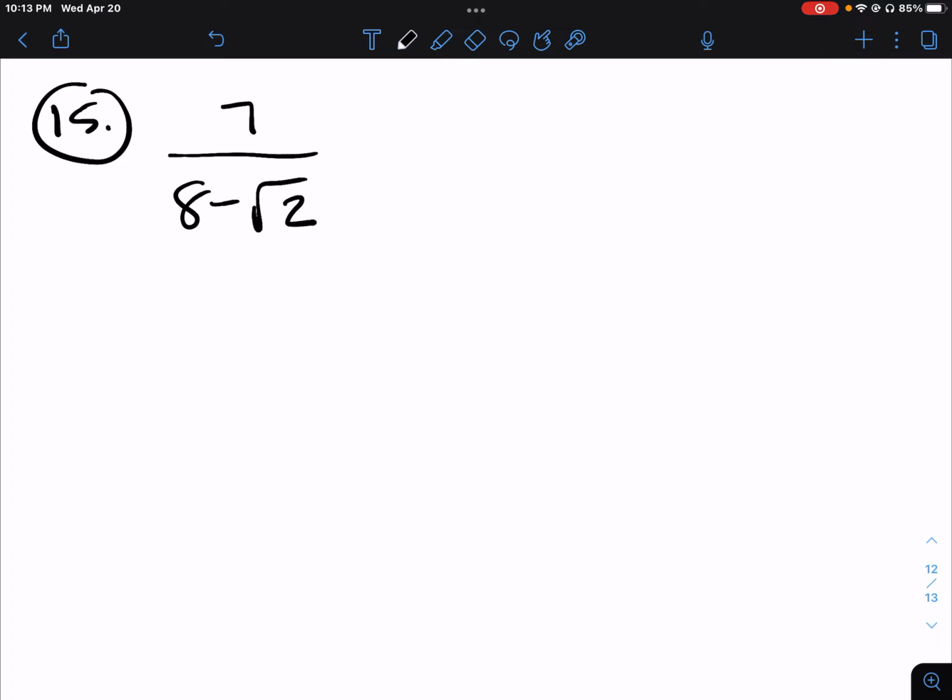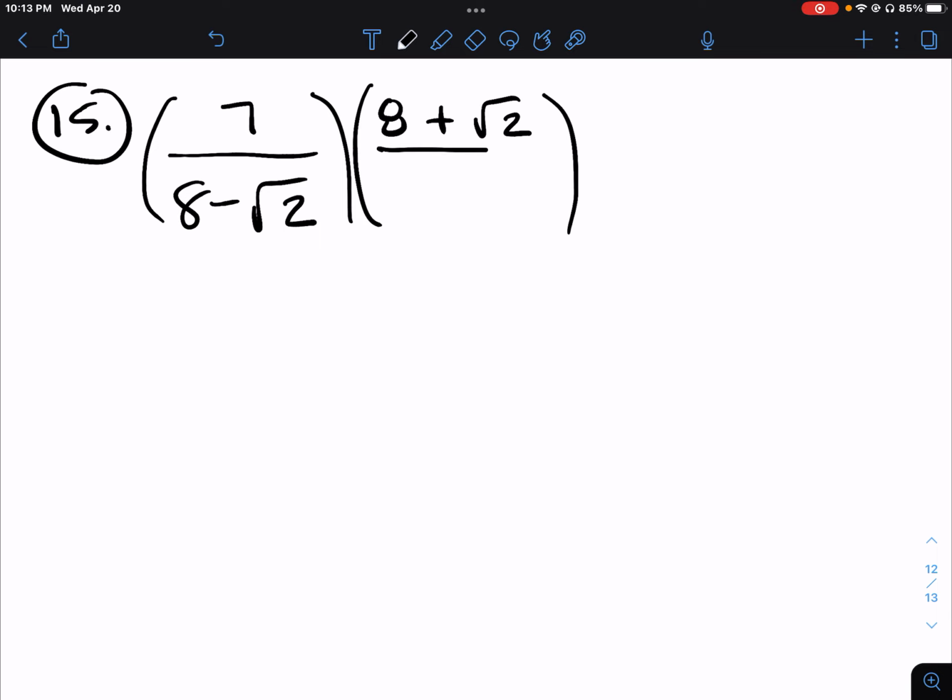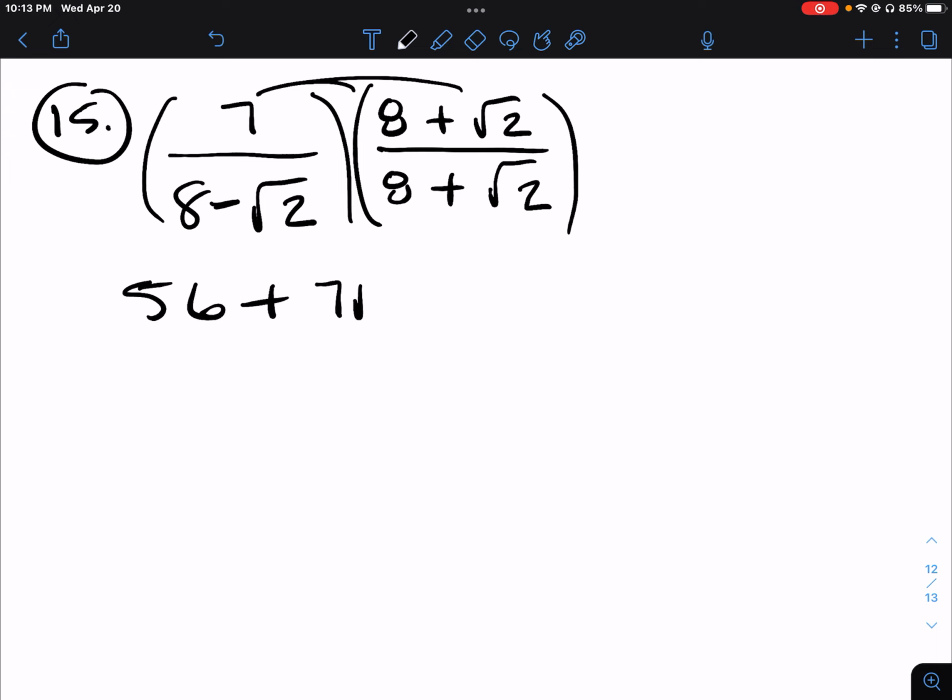Okay, to rationalize the denominator, you multiply by the opposite. Okay, the opposite of minus is plus. Do the same thing to top and bottom. So we're going to distribute the top, 7 times 8, 7 times the square root of 2.